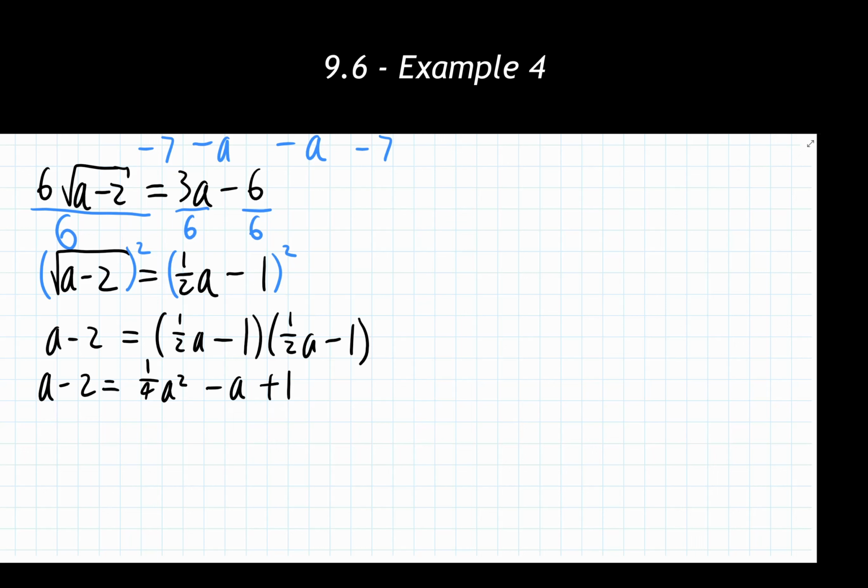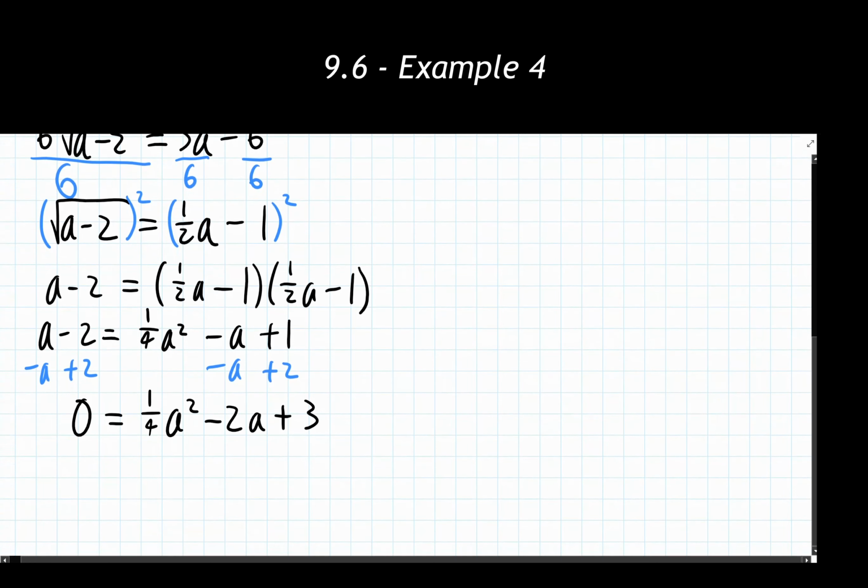And now that I have no radicals left over, I can go through and solve this thing as I've done previously. So my only option is to get everything onto one side of this equation and solve it using factoring. So I need to subtract a from both sides. I'm going to be adding 2 to both sides. My goal is to get rid of everything on the left side of this equation here. So that left side becomes 0. The right side is going to become 1/4 a squared minus 2a plus 3. And now I have everything in standard form.